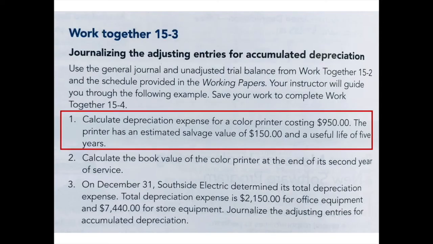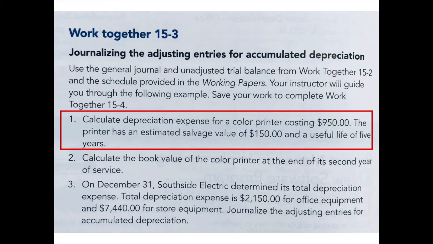Work Together 15.3 says journalizing the adjusting entries for accumulated depreciation. We're going to use the general journal and unadjusted trial balance from our work together in the previous problems and complete these steps. Number 1, calculate depreciation expense for a color printer costing $950. The printer has an estimated salvage value of $150. So again, if we were to sell it after its useful life, we would expect we would get $150 from it, and it has a useful life of 5 years.